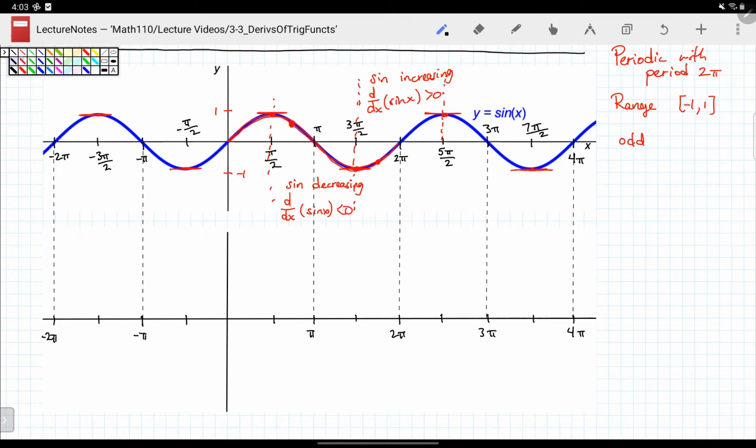So the first thing I might want to mark is that at the odd multiples of pi over 2, this is where I have my horizontal tangents. So that means the derivative is 0. At these places, odd multiples of pi over 2, we have horizontal tangents. So the derivative is going to be 0 here, here, here.